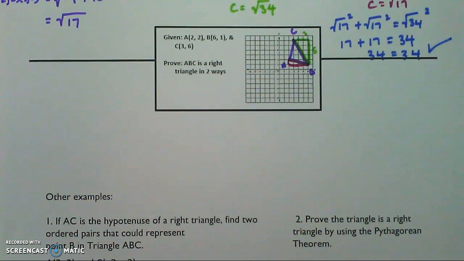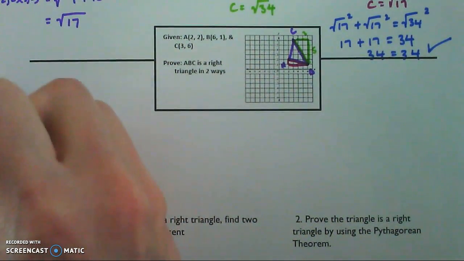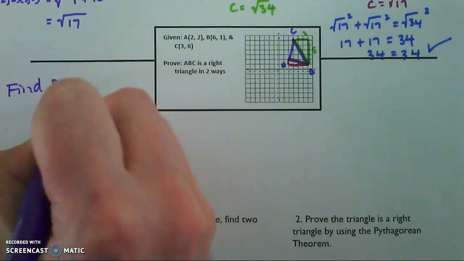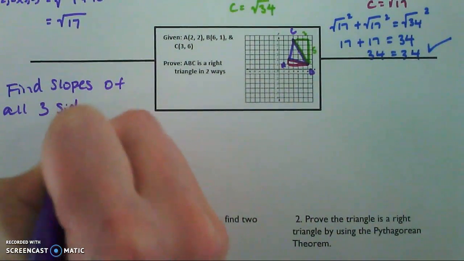Okay, so the other way to see if you have a right triangle is to see if two of the sides have slopes that are opposite reciprocals of each other. I'm going to use AC as an example again. So in this method, we're going to find the slopes of all three sides.